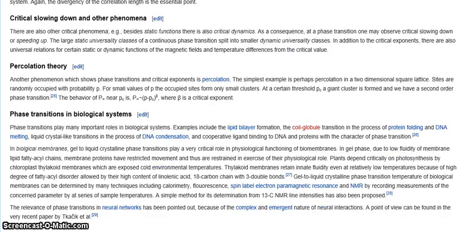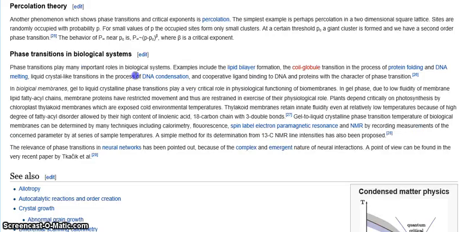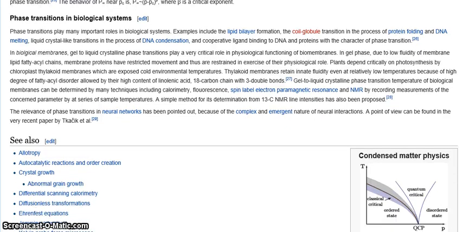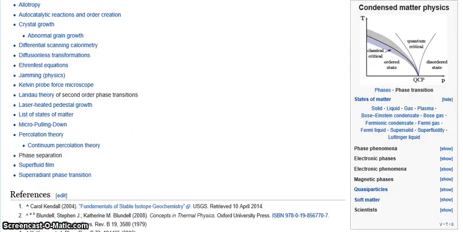But here we go. Ooh, phase transitions in biological systems. That's very interesting. I never heard of that before. And then you have condensed matter physics. I would be careful with condensed matter physics because theoreticians like to make things up and claim it's real when really they're just talking nonsense. So be careful when you read about that stuff.